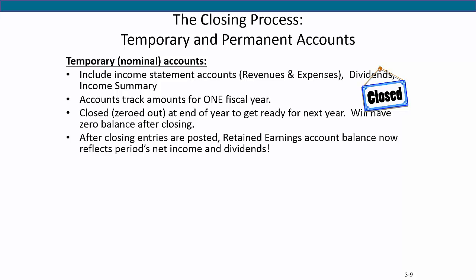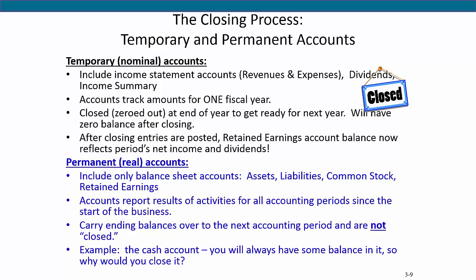The closing process's goal then is to reset all revenue, expense, and dividend accounts to 0 at the end of the accounting period. We will use a temporary account called the income summary to facilitate the closing process, and this account will never ever appear on any financial statement and will have a 0 balance once the closing process is complete.